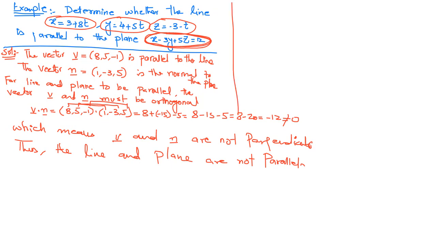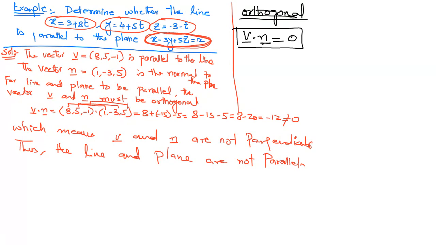What is meant by orthogonal? Orthogonal in terms of dot product means that the dot product must be equal to 0. If it is not equal to 0, it means they are not orthogonal. They are not perpendicular. Orthogonal means they have an angle of 90 degrees. So when the vector and the normal vector are not orthogonal, it means the line and plane are not parallel to each other. So this is the condition. Maybe in the exam you will find a different equation of line and a different equation of plane. You have to use the same method.